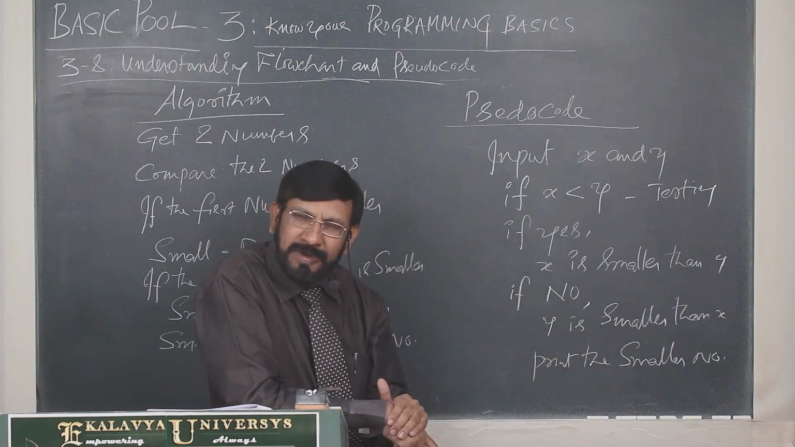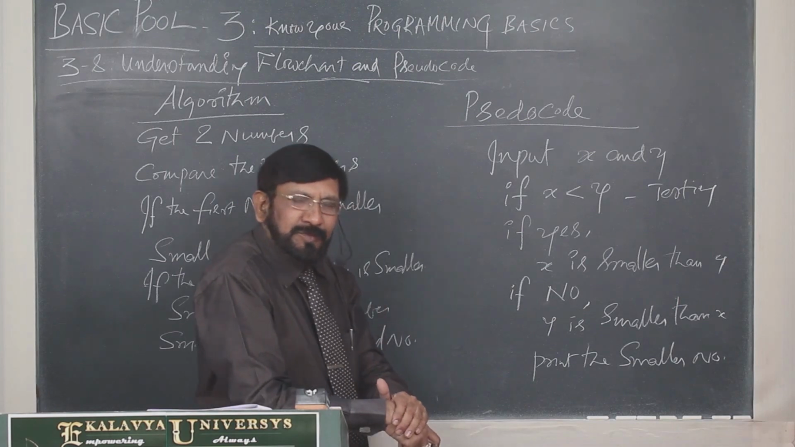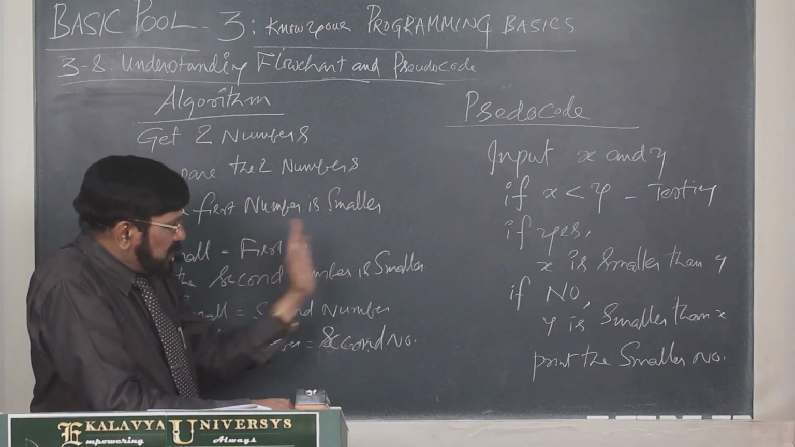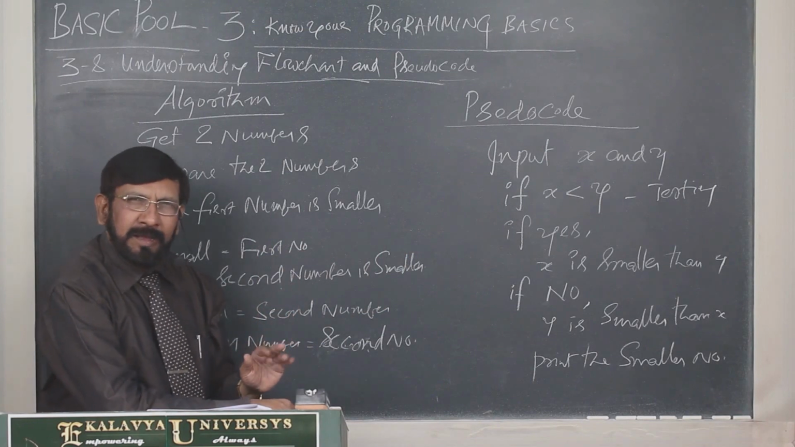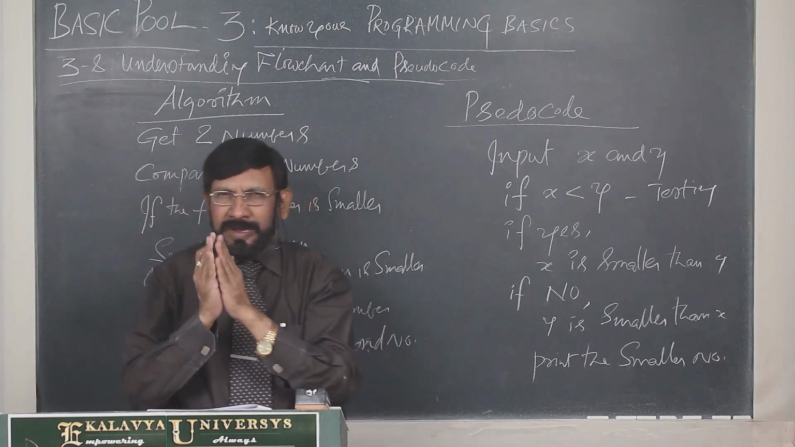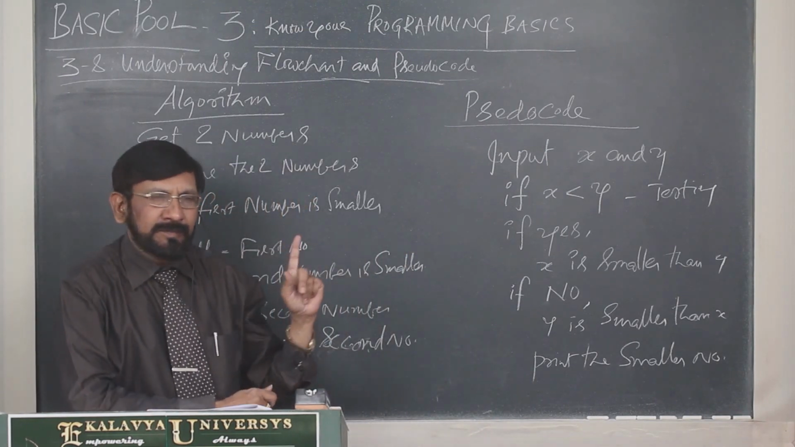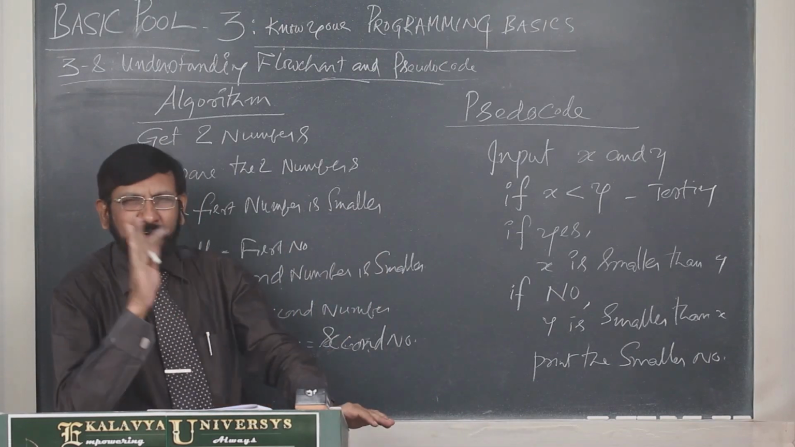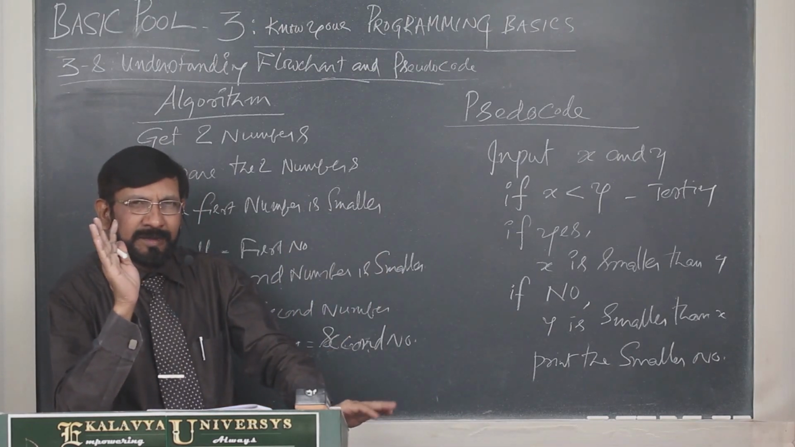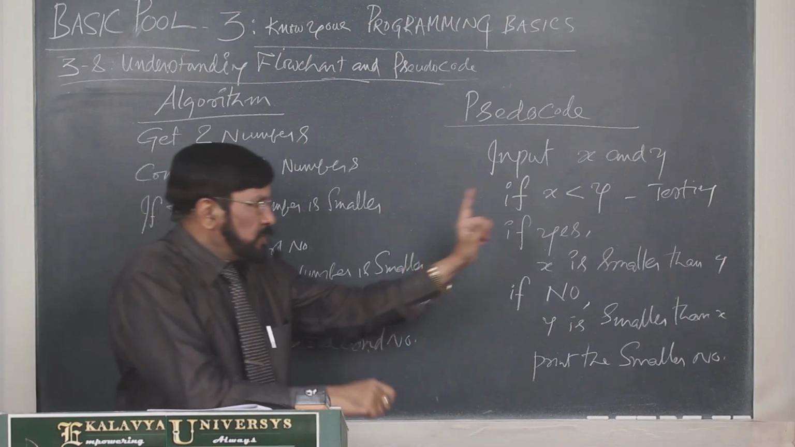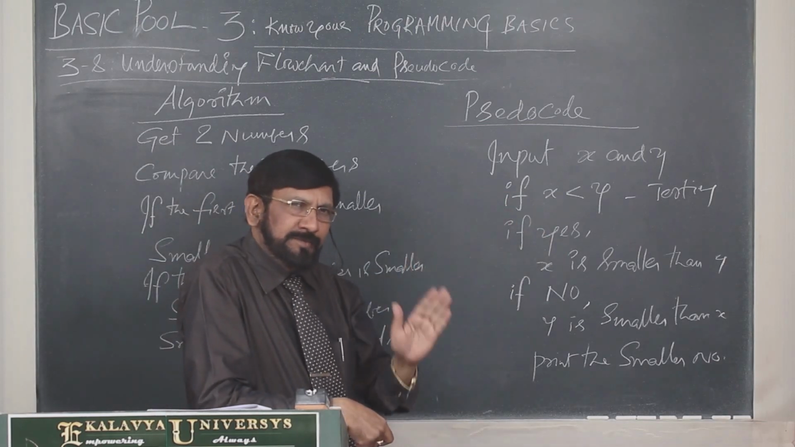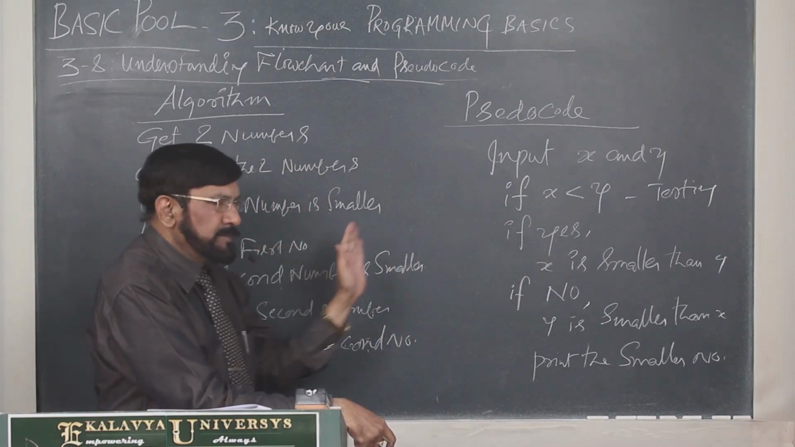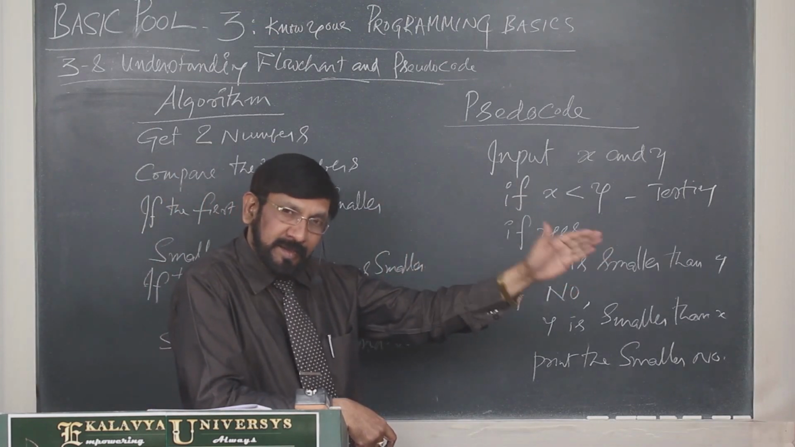Print the smaller number. Understand? So, just compare both. By that, you can understand the clear difference between algorithm and pseudocode. So pseudocode stands intermediary between algorithm and an actual program.